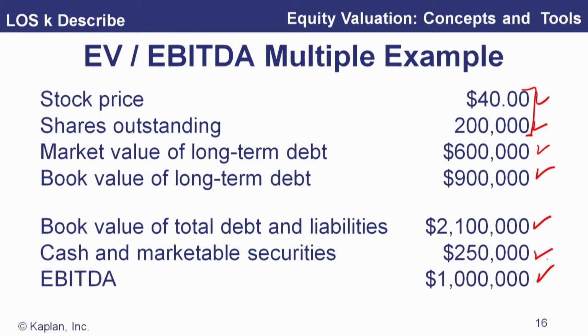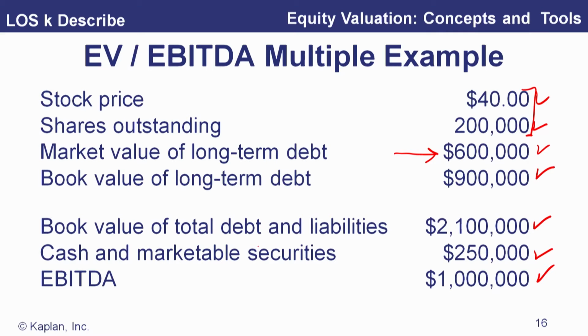Now, what do we want for the numerator? We want the value of the outstanding common stock, and we've got that there. We've got a little bit of trickiness coming up with the debt because we want the market value of debt, not the book value. So we're not so interested in the book value of long-term debt. We want to use the market value of long-term debt.